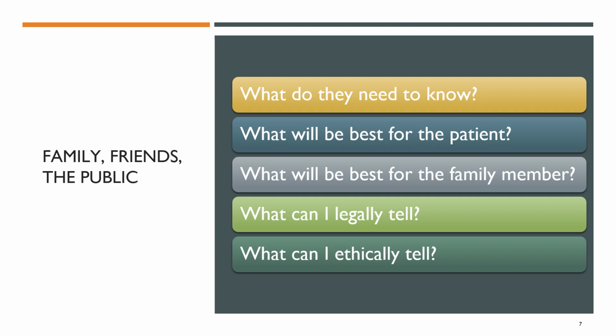So, a family may need practical updates. What's happening? What should they prepare for? What's their role in the patient's care? And what will be best for the patient? So, communication should always prioritize the patient's health, their well-being, and their dignity. Sometimes what family members want to know may not align with what benefits the patient most. Next is what will be the best for family members. Families carry emotional and caregiving burdens. Sharing appropriate information can support their role, reduce anxiety, and prepare them for what's ahead.